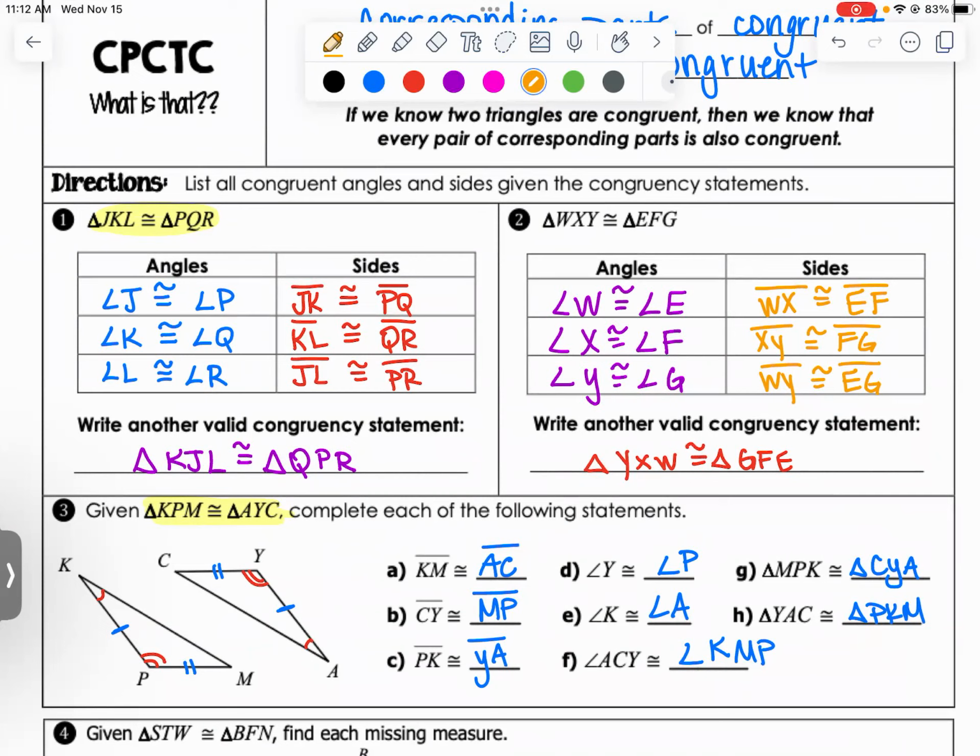Okay, so your homework, is it page 131 to 132? It's your student journal, page 2. Oh, 131 and 132.